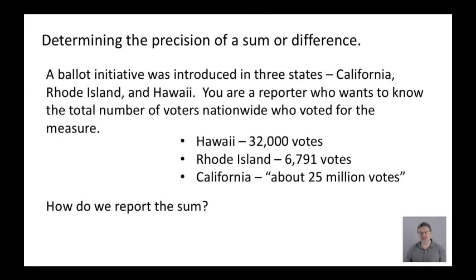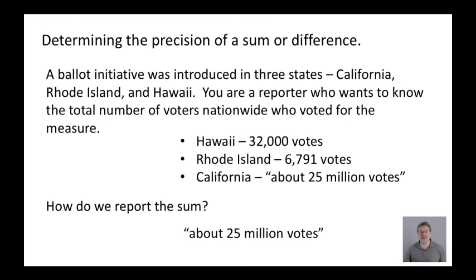So the answer really, since 32,000 from Hawaii and 6,791, if you add those together, that doesn't really add even one additional million votes, your answer really at this point is still about 25 million votes. If you were to round your answer and describe the amount of precision that you really have in the sum total of this number of votes, you really can't say anything that's any more precise than 25 million votes.